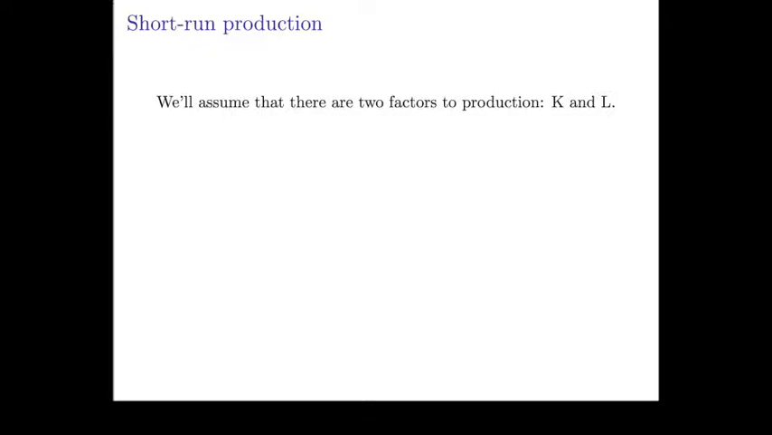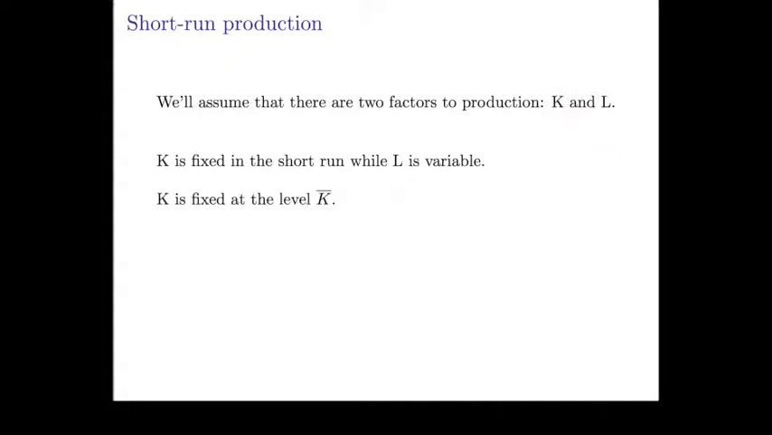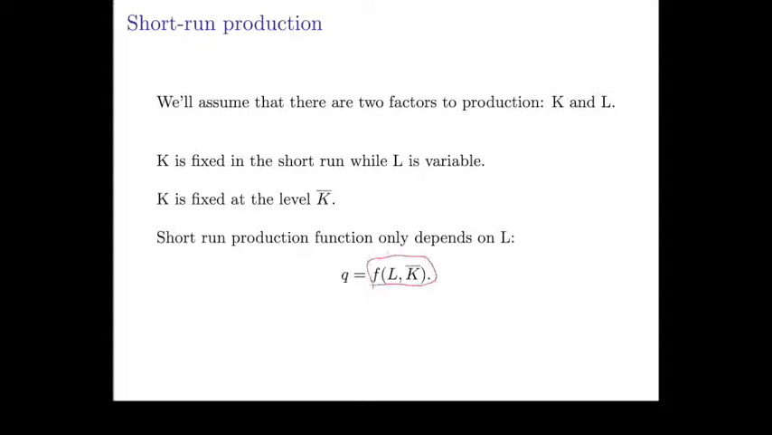Let's look at short-run production. We're going to assume that there's only two factors to production, capital and labor. Moreover, we're going to assume that capital is fixed in the short run. So the only variable input in the short run is labor. We're going to fix capital at the level k bar. So the short run production function is f of L, k bar.